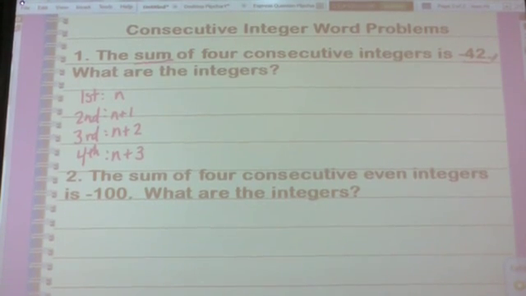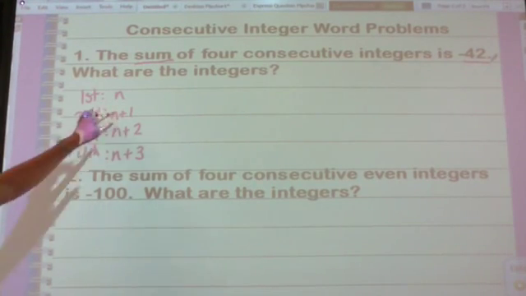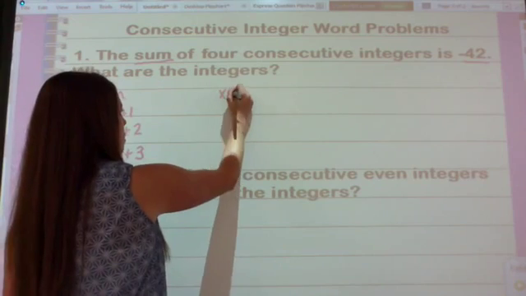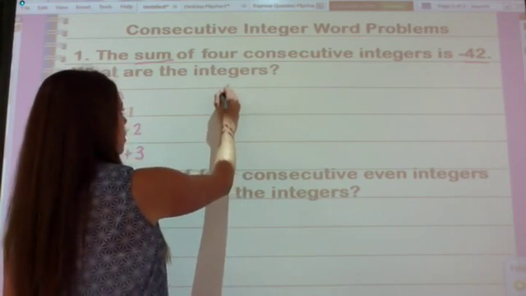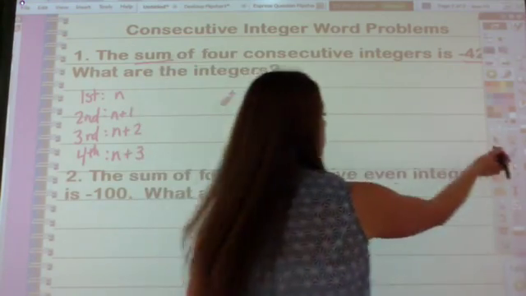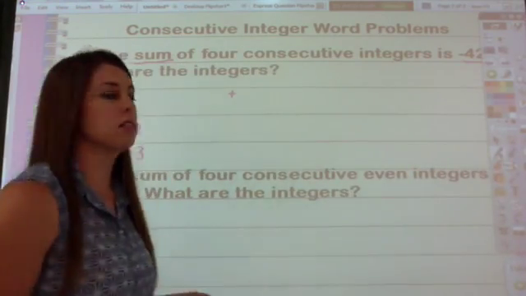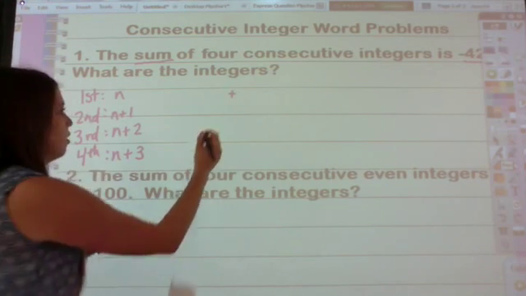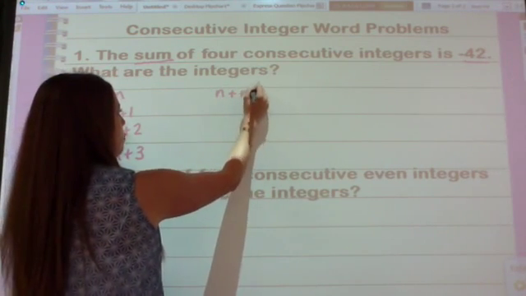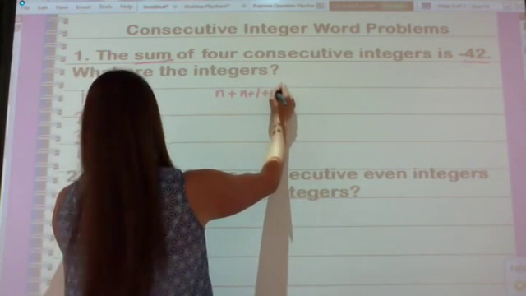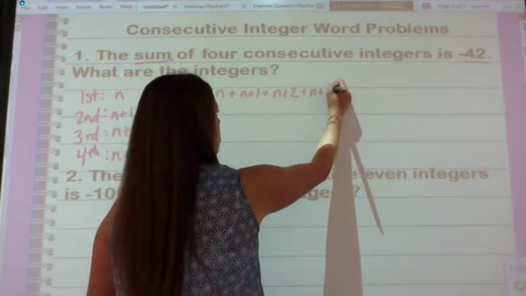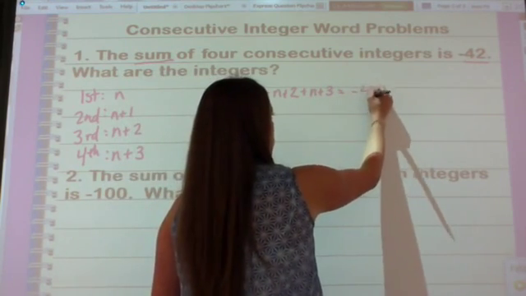So because it's the sum, we are going to add all of these integers together and set them equal to negative 42. So I have, let me use n so I can be consistent. N or x, it's the same thing, but since I started with n, I'll finish the problem with n. N plus my second is n plus 1, plus my third is n plus 2, plus my fourth is n plus 3, equals negative 42.